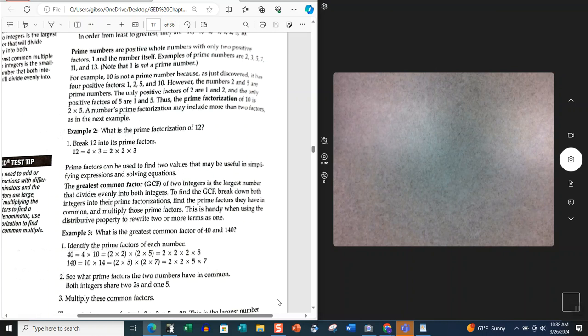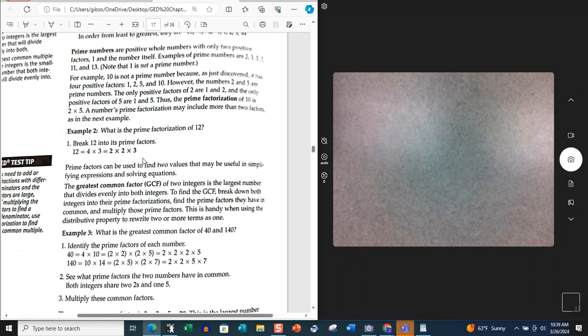So we look here at example 2. It says, what is the prime factorization of 12? It says, break 12 into its prime factors. So you could break 12 up to 4 times 3. But as we said earlier, 2 is the only even prime number. So we could break 4 up to 2 and 2. So we could write 2 times 2 times 3. Okay, now, I'll admit, when I do prime factorization, I do what is called prime factorization trees, but I will get to that a little later.